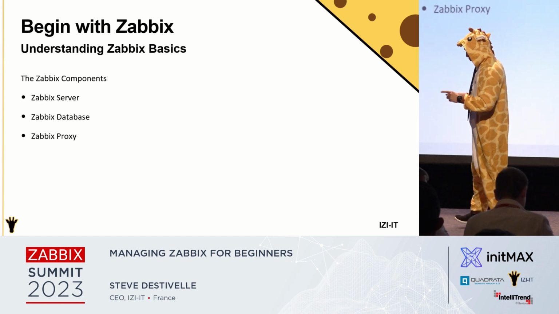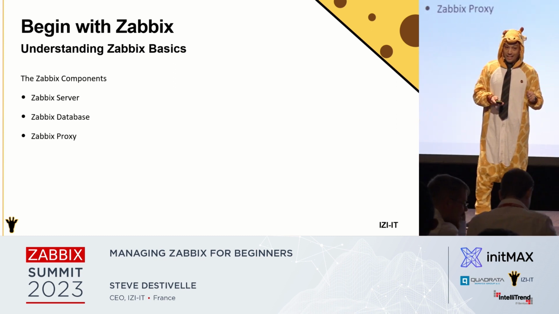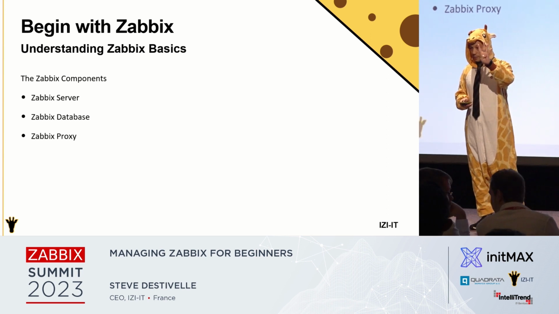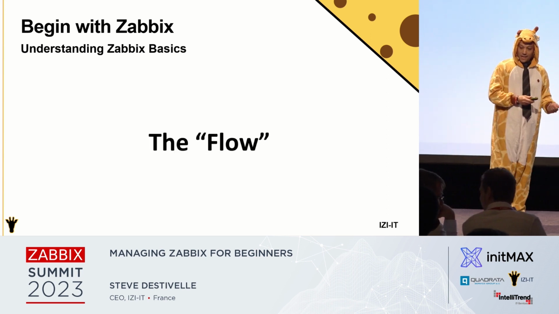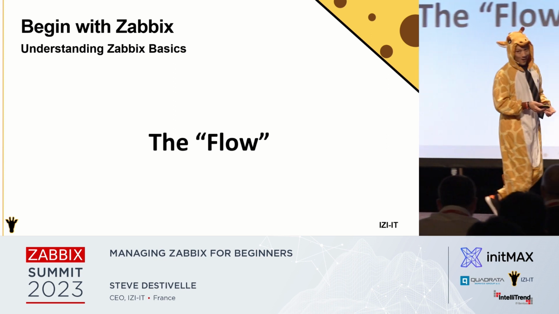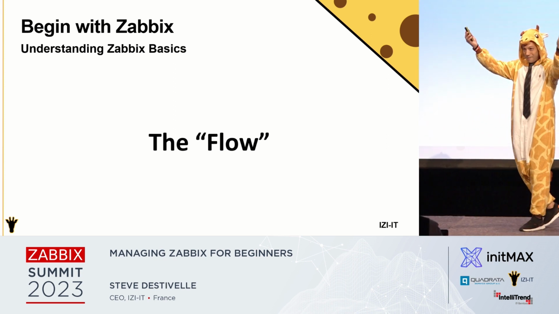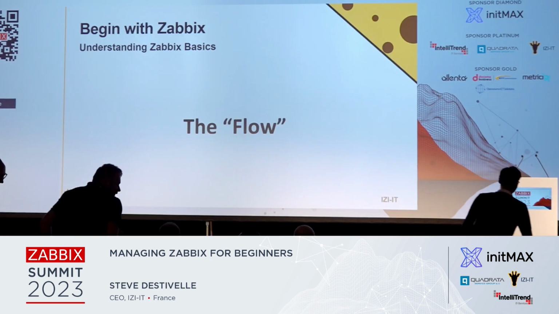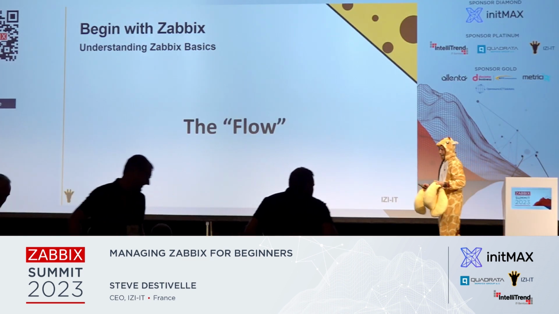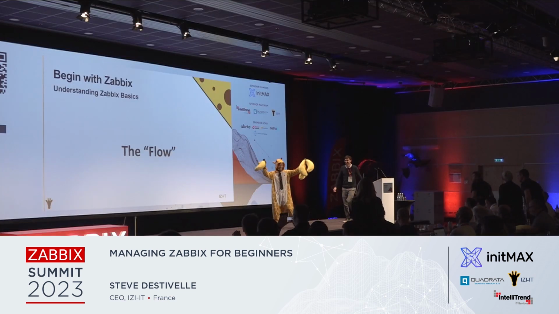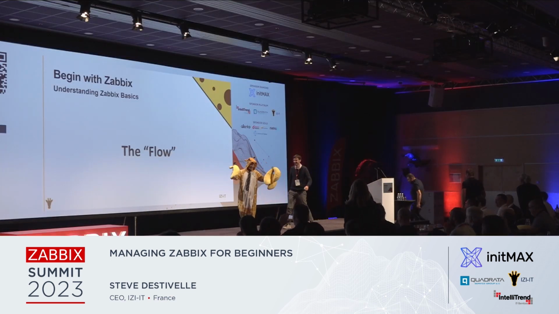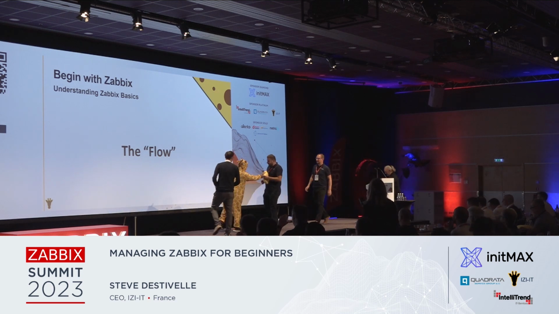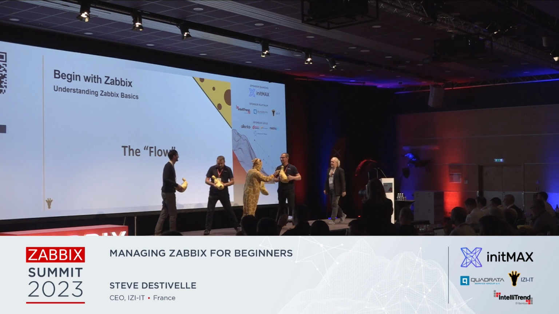Okay? And to continue this presentation, ladies and gentlemen, I need my friends from Initmax. Four persons, please. Initmax, come on the stage. And we will show you the flow. Okay, applaud them, please. And you will use, of course, a banana. So you will be the server, the database, the proxy, and the agent.